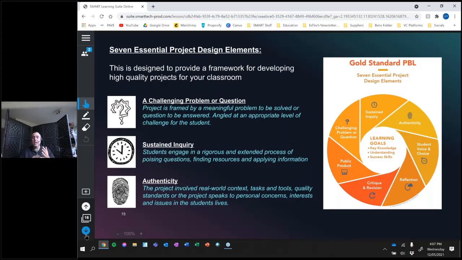And if you are already using PBL and you haven't heard of these before, you could use them to help enhance and further develop what you're doing. It's a fantastic structure and a platform. So we're going to look at the gold standard PBL for the essential project design elements first. The 7 ones, this is a design framework for developing high quality projects for your classroom.